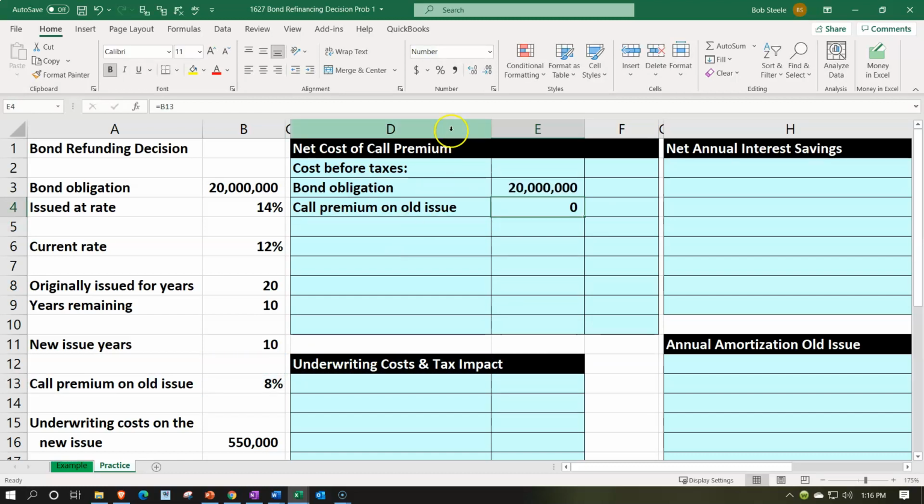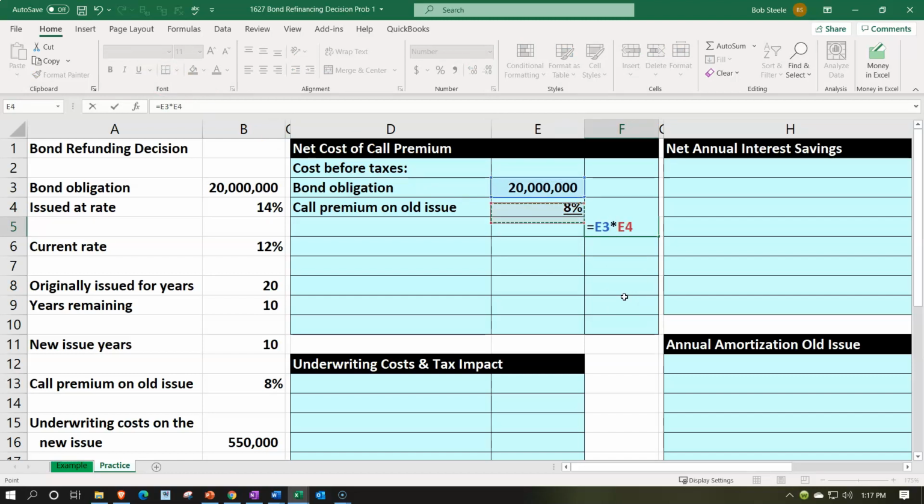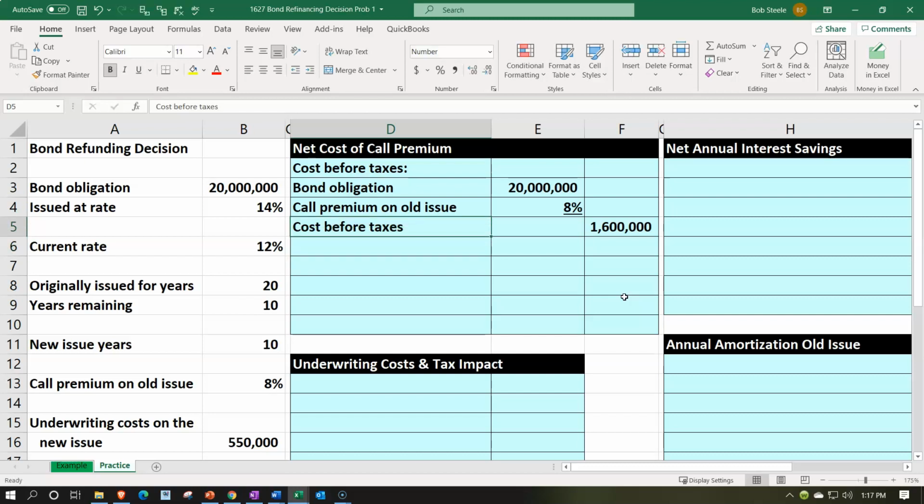Let's make that a percent. Numbers group, percent, font group, and underline it. Then we'll multiply that out, this being equal to the $20,000 times the 8%. Then that's going to be the cost before taxes. And let's go ahead and do some indentation there. I'm going to select these cells, go to the alignment group, indent. I'm going to indent this one more to get the cost before taxes.